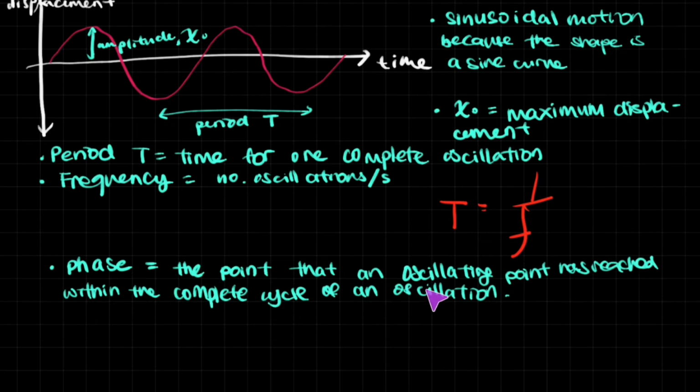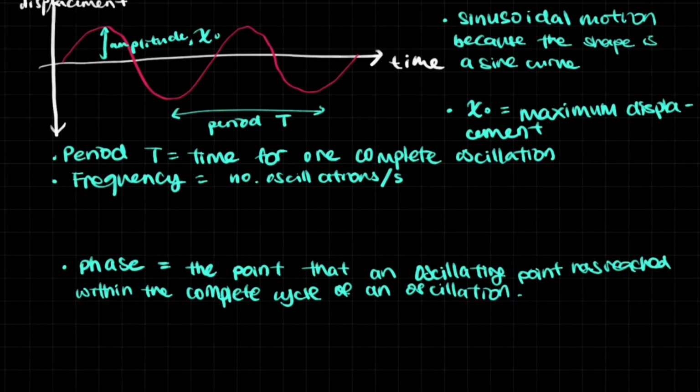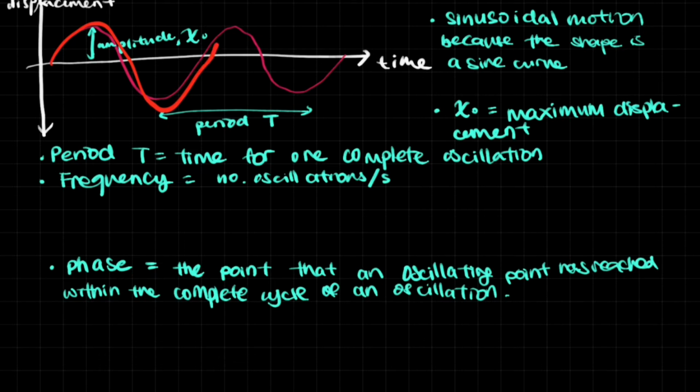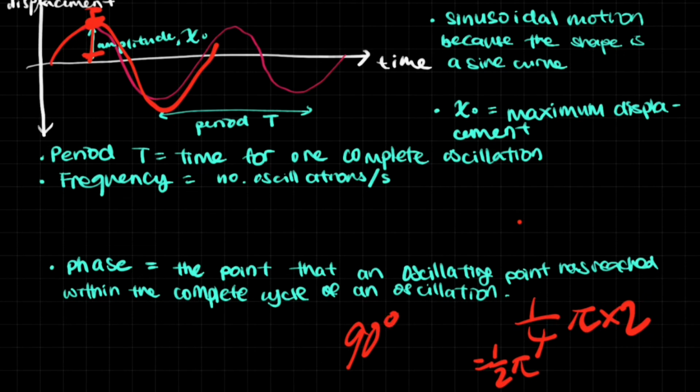Phase is the point that an oscillating point has reached within the complete cycle of an oscillation. So for instance, let's say this is one full cycle, and let's say this point is around here. At this point, it has reached 1/4 of the total period, and so that means it's 1/4 times 2 pi, because the full cycle is 2 pi, which gives us 1/2 pi. You can also represent this using 90 degrees. It's the same thing, and you have to assume that the full cycle is 360 degrees.